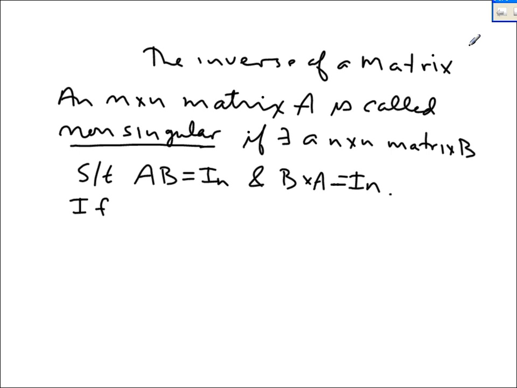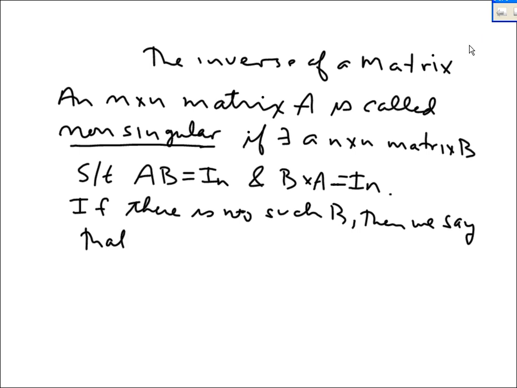If there is no such B, then we say that A is singular. It has no inverse.